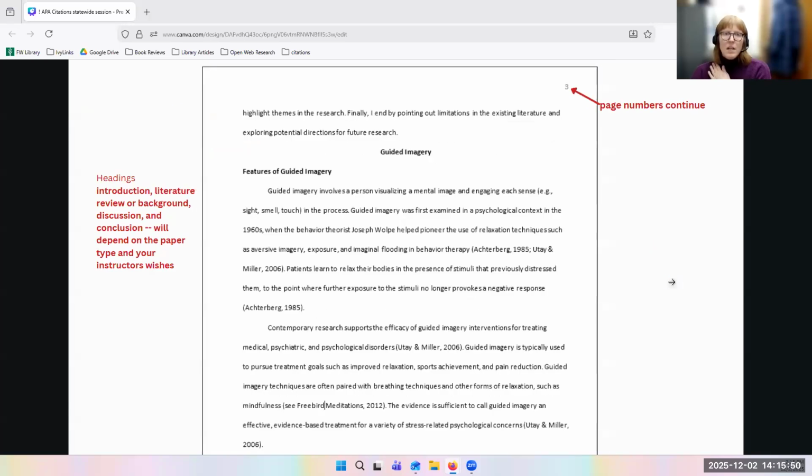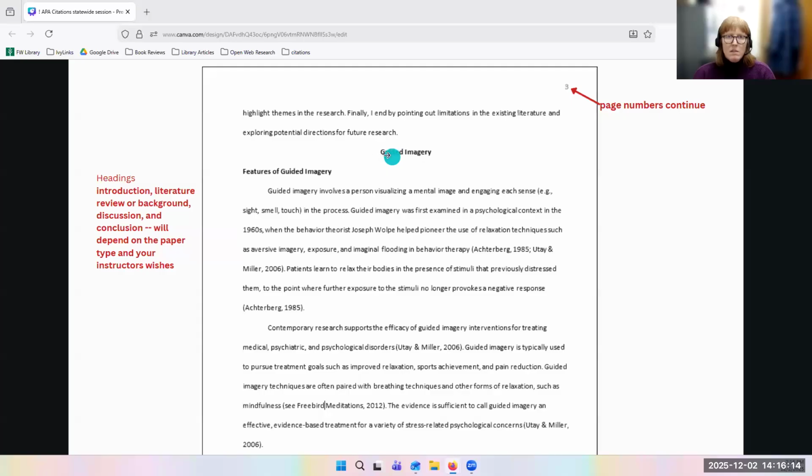Sometimes you might need, or be asked, to use headings, right? And this is just an example of headings and where they would go. So headings such as introduction, literature review, background, discussion, conclusion. It'll really depend on your paper and what your instructor is wanting you to do. But this is kind of an example of what that would look like, right?